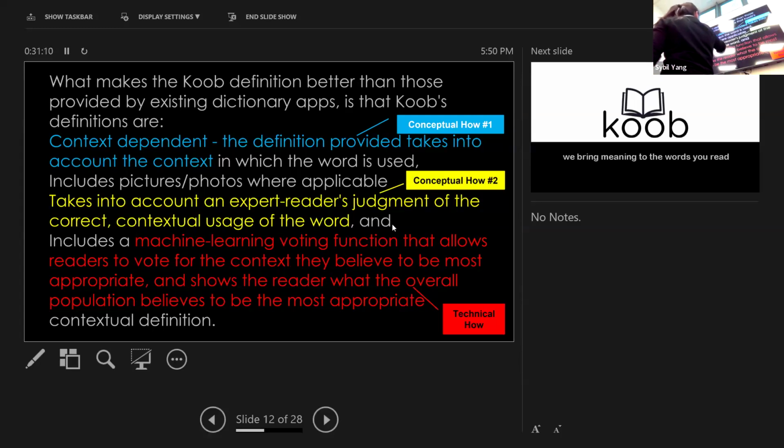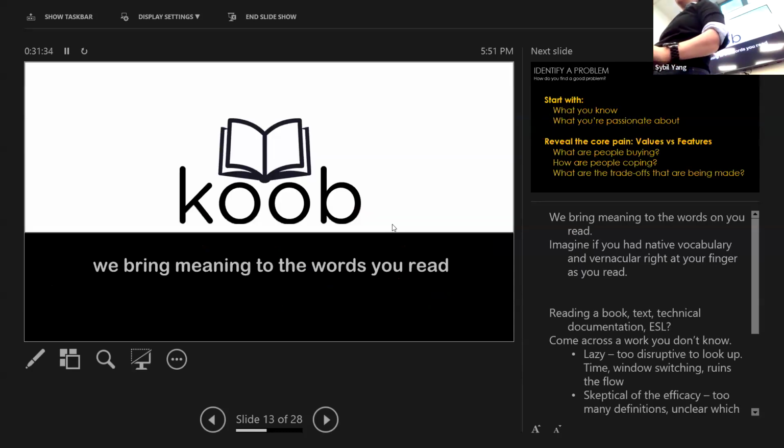We're using machine learning voting functions to do this. Their explanation of what they do is all hows. At this point inside a pitch deck, people don't care about how you are solving the problem. You need to sell them on what the problem is first, right? And so here, we literally just simplified down what they do, right?